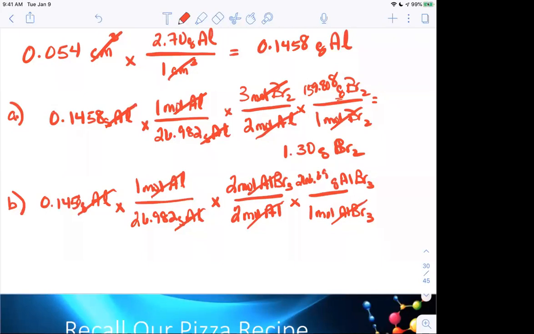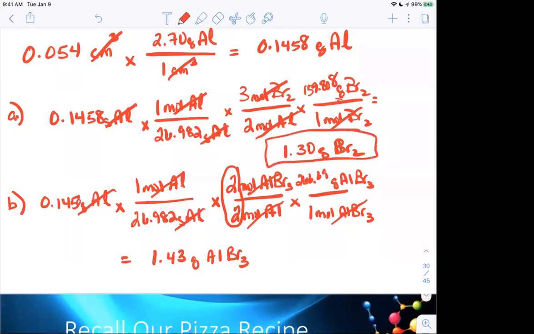Now I should be able to calculate this. Remember, I haven't reduced that. I'm just going to discount that. So I have 0.1458 times 266.69, enter, divided by 26.982, and I'm going to get 1.43 grams of AlBr3 produced.